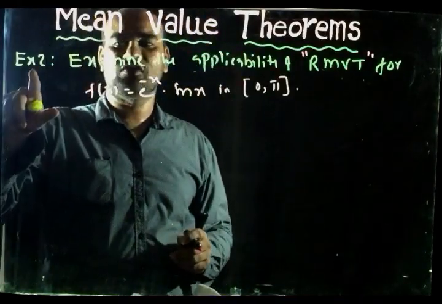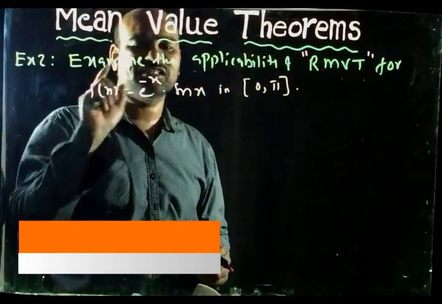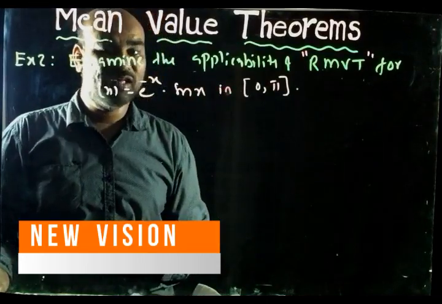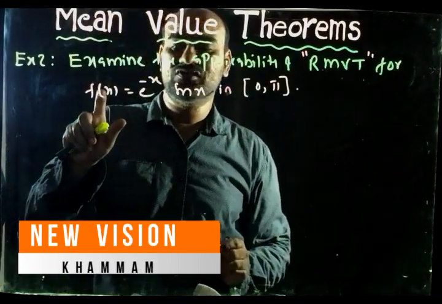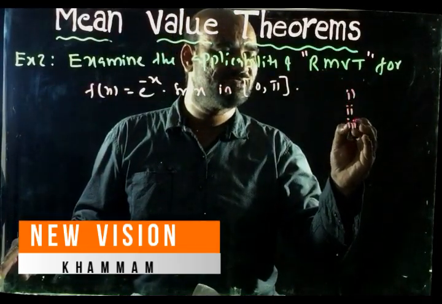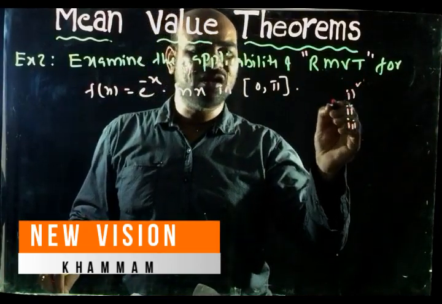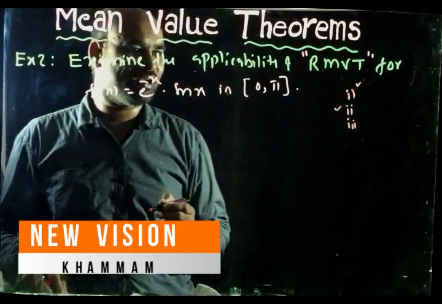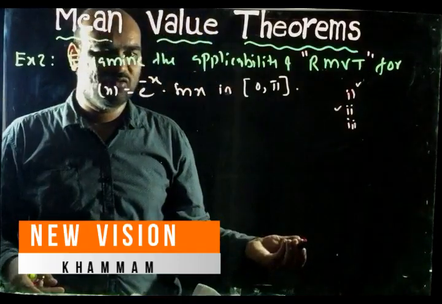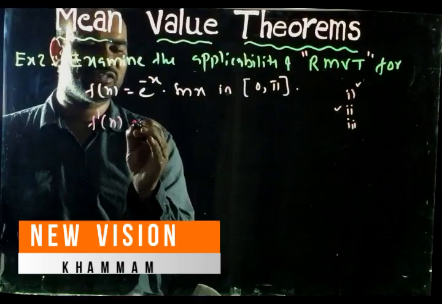Students, example 2. Examine the applicability of RMVT for f of x equal to e power minus x into sin x in the closed interval 0 to pi. Again, we want to check whether this function satisfies these three conditions: continuity, differentiability, and f of a equal to f of b. Sometimes we need to check the second directly, because if the function is differentiable in that interval, it is automatically continuous. That's why I'm checking f dash of x.